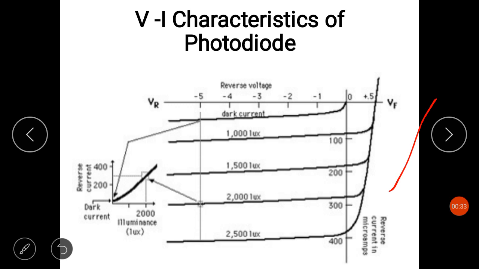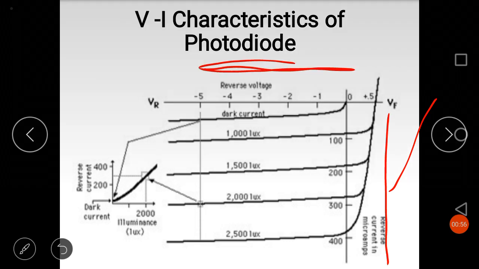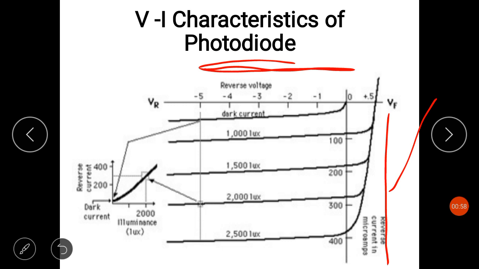We know that photodiode is always operated in reverse biased mode. The VI characteristic is shown here, in which the reverse biased voltage, in volts, is plotted horizontally, and the reverse current is plotted along the y-axis, and it is in microamperes.